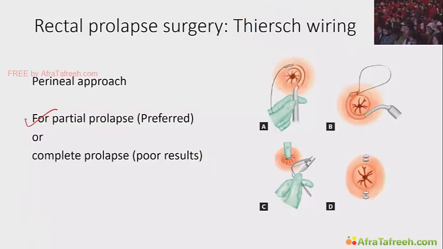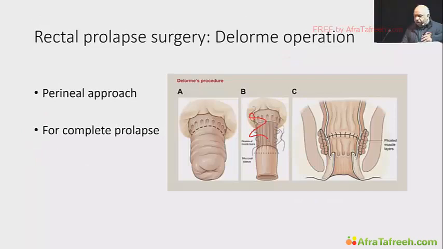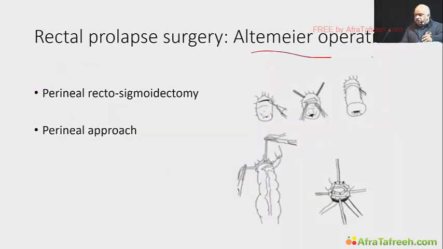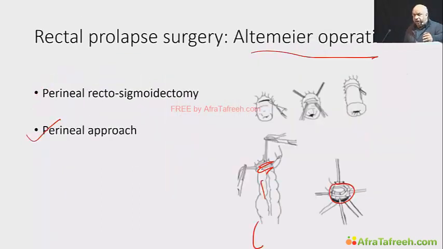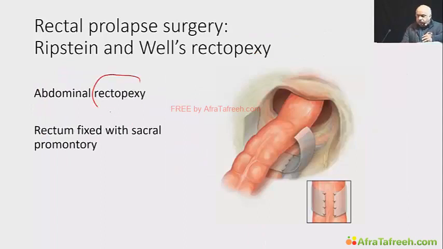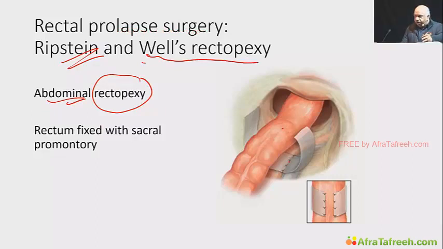You make a purse-string suture. And Delorme is basically plicating sutures in the rectal prolapse. This is done through the perineum. And Altemeier, where we do resection through the perineum and anastomosis, that is also through the perineum. So Altemeier, Delorme and Thiersch, these are rectal prolapse surgeries done from the perineum. While rectopexy is done from the abdomen, Ripstein and Wells, you put a mesh and fix the rectum to the sacral promontory. If I put the mesh posterior, between rectum and sacrum, this is called Wells, and if I put it anterior, then it's called Ripstein. But I'm fixing it with the mesh.